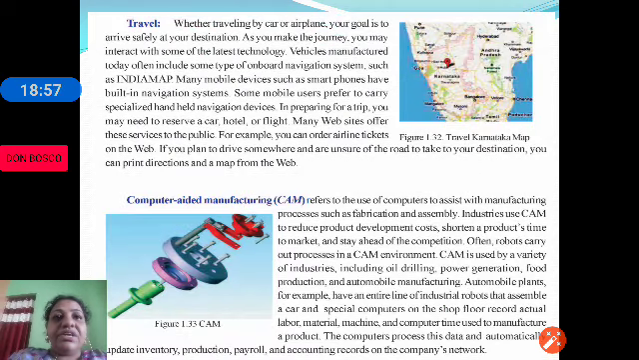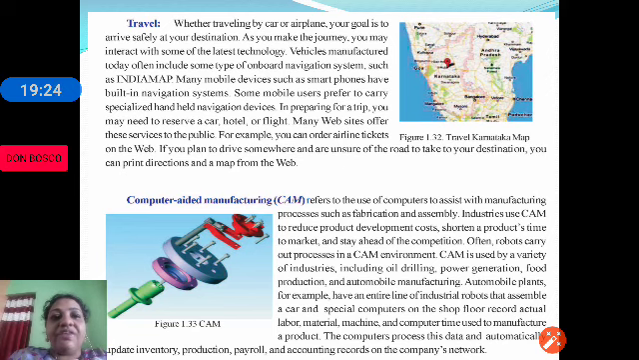So, computers are used in travel. These days, you must be knowing, we are using maps. Using maps, we are able to trace different areas. And also, using maps, we are able to trace the hotels, hospitals, and many other details near us. So, computers help us in traveling.